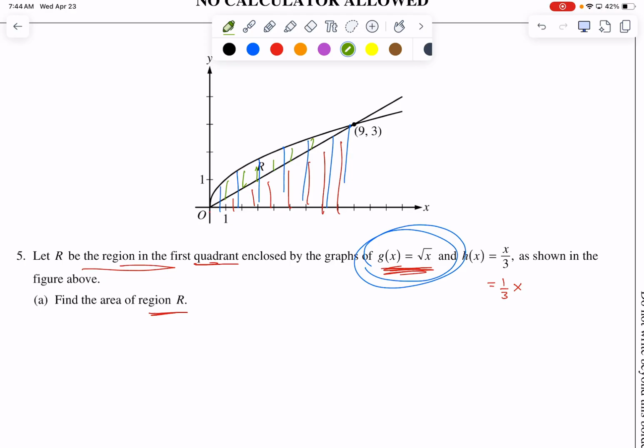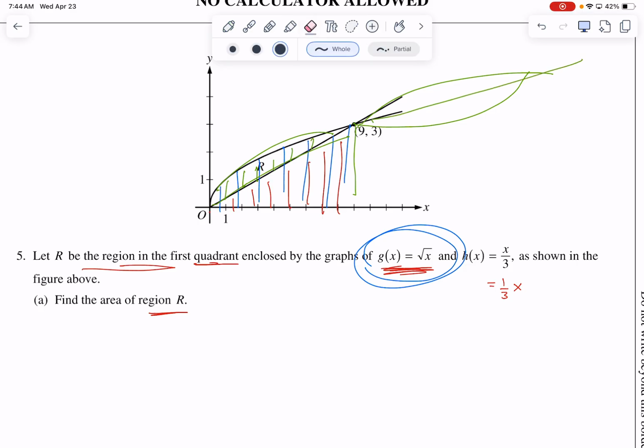Is there ever one where they intersect and you've got to find another part? Then you would have to split the integral. So you'd have to do two of them. You'd go the area from 0 to 9 of the top one minus the bottom one. But then when you go to this side, the top one switches. So you'd have to go the area from 9 to whatever.